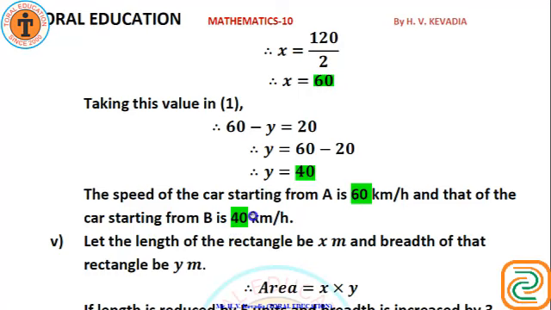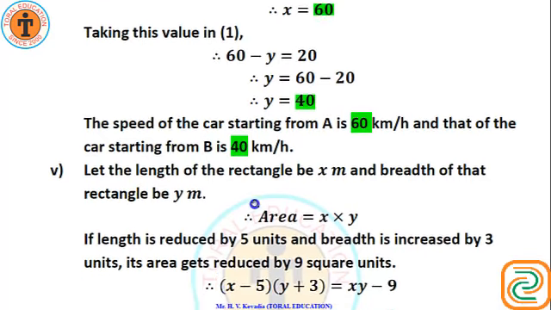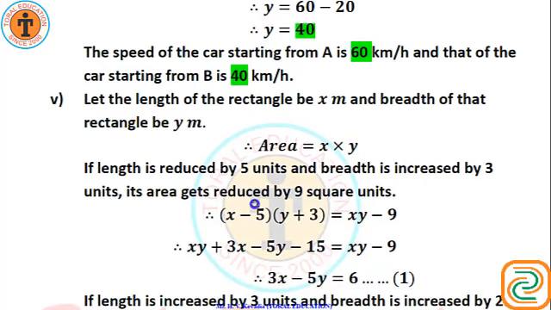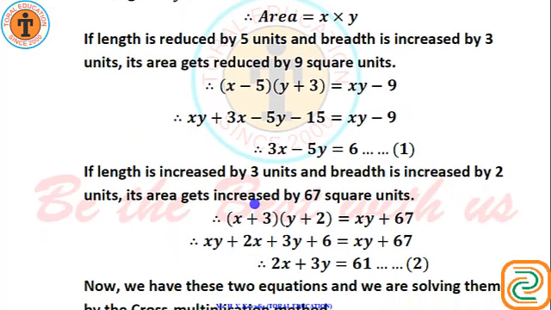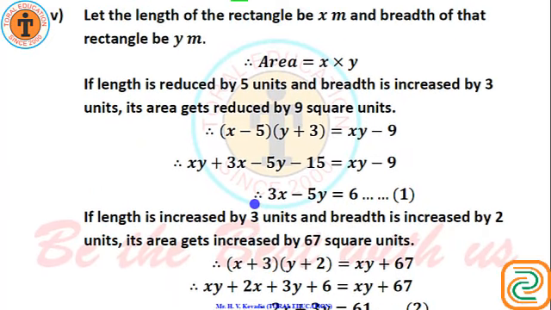Now this is the last question of the exercise, question number 5. Question number 5 in this exercise. The area of a rectangle gets reduced by 9 square units if its length is reduced by 5 units and breadth is increased by 3 units.